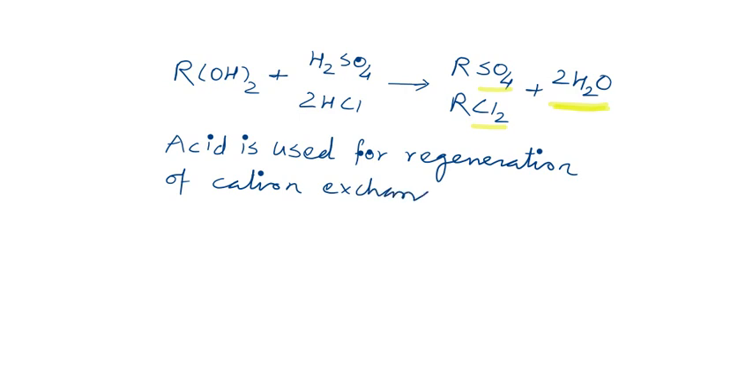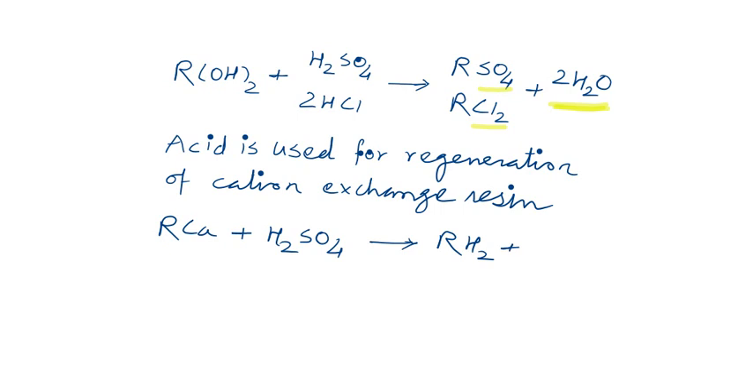We will see how it takes place. Say we will take a cation exchange resin which is exhausted. RCa is the resin. When treated with acid, it gives RH2 and calcium sulfate. Thus the resin is regenerated. It is ready for use.